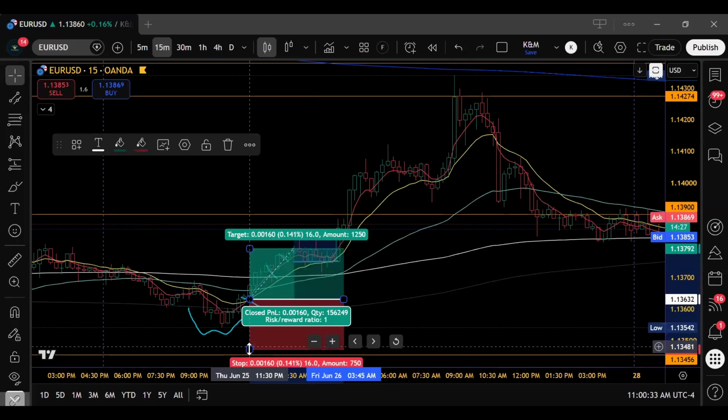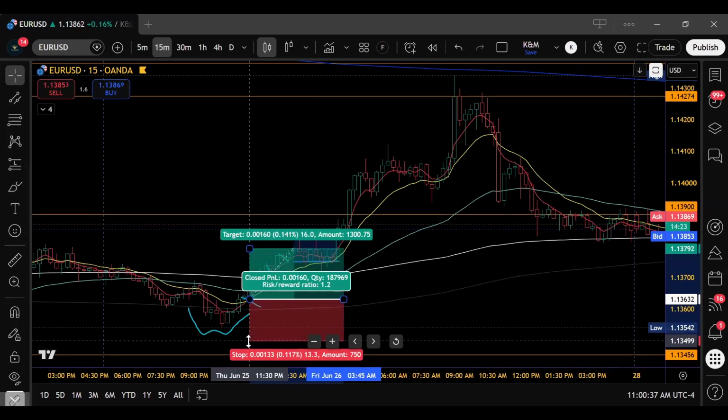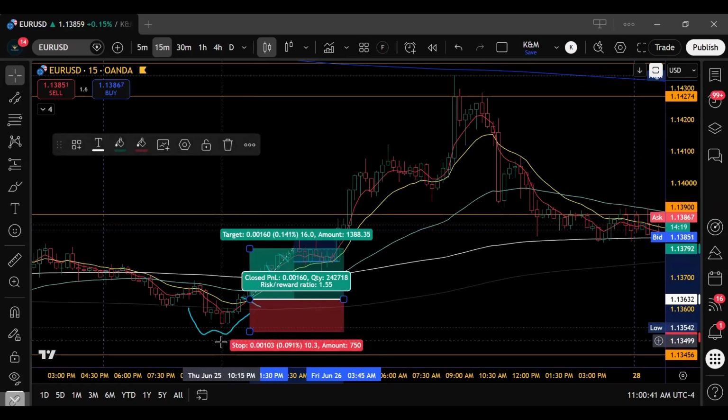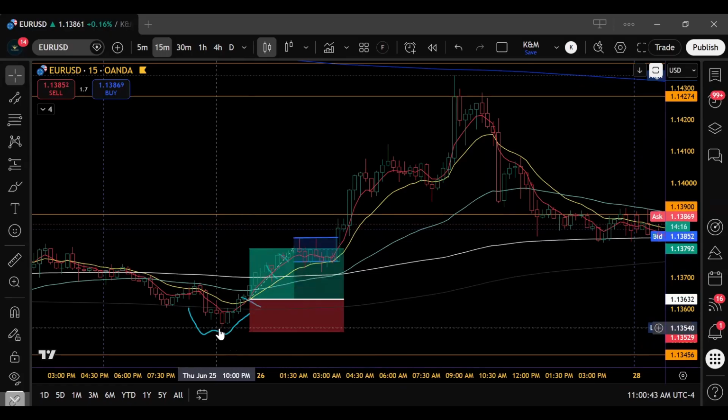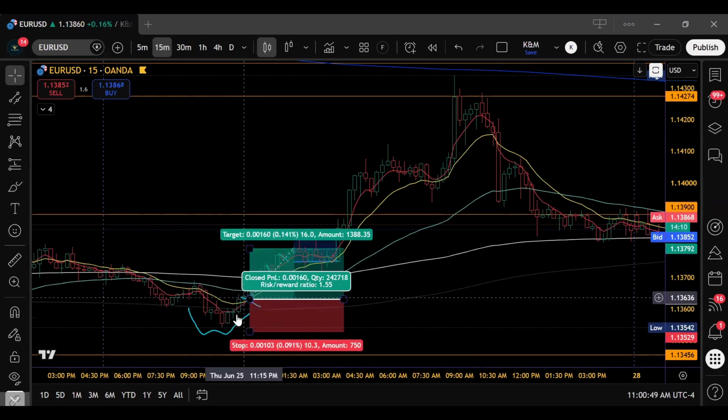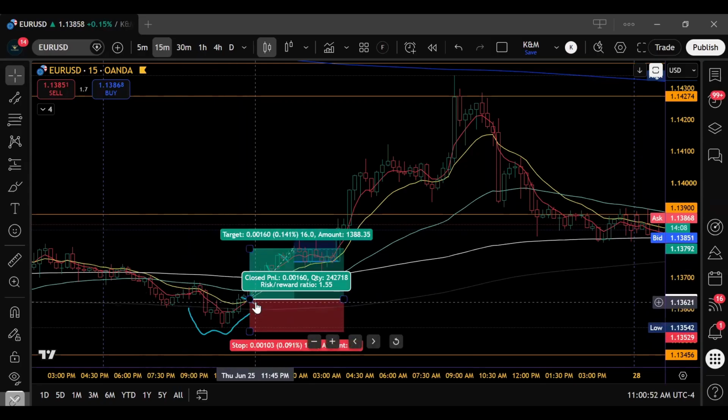Forecast, here we go, enter. 10 pip stop loss, right here below the low. And for everything we went over so far, that would have been our W, that would have been our railroad track right there, and ketchup crossing the mustard. That was our confirmation to enter this trade once the ketchup and mustard crossed.